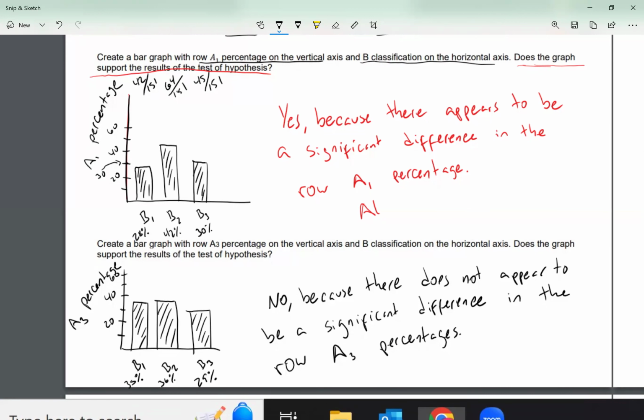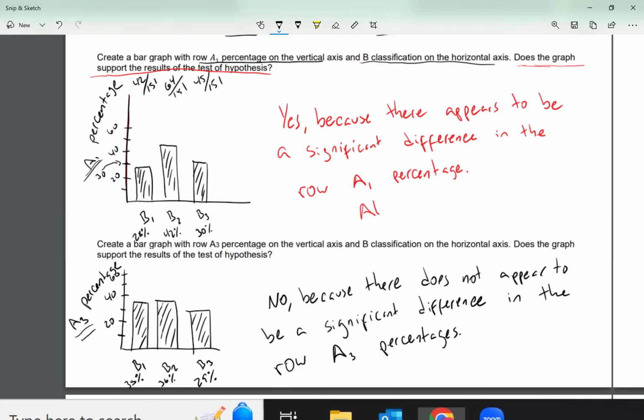The B classification. Now on the vertical axis, I asked you for the percentages of A1. In one of my examples, I did A1. Another example, I did A3 values, and I could have done A2 if I wanted to, right? I could have chosen A1, A2, A3. On your homework, I'll be choosing just one of the three. So either A1, A2, or A3.